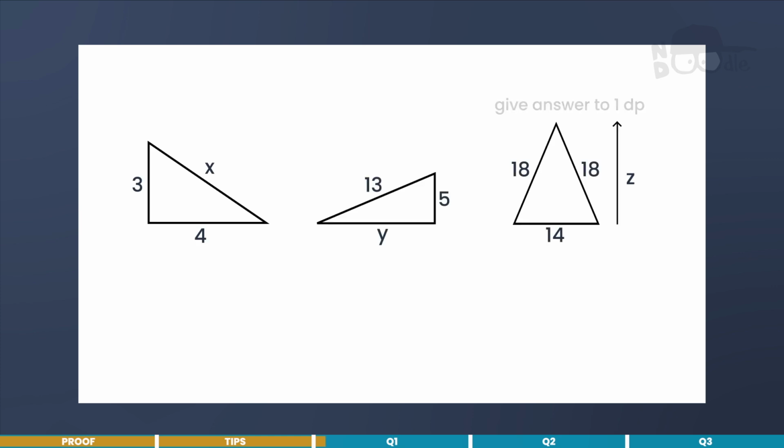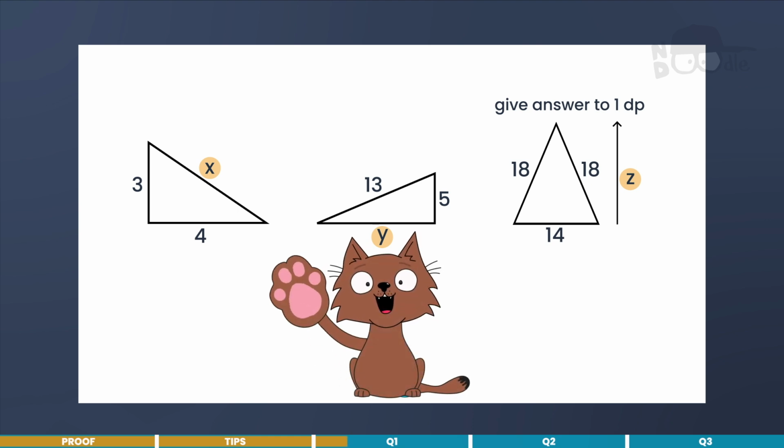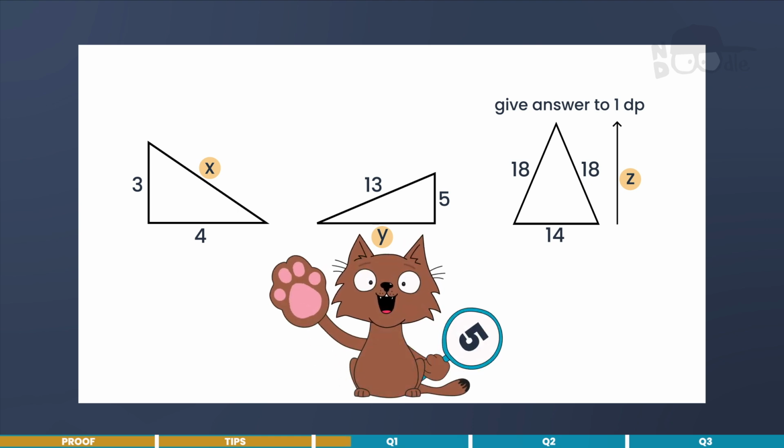So, let's try some Pythagoras examples. Here are 3 questions. Pause the video and see if you can work out lengths x, y and z, and once you have answers for all three, I'll step through the solutions with you. So pause the video now.